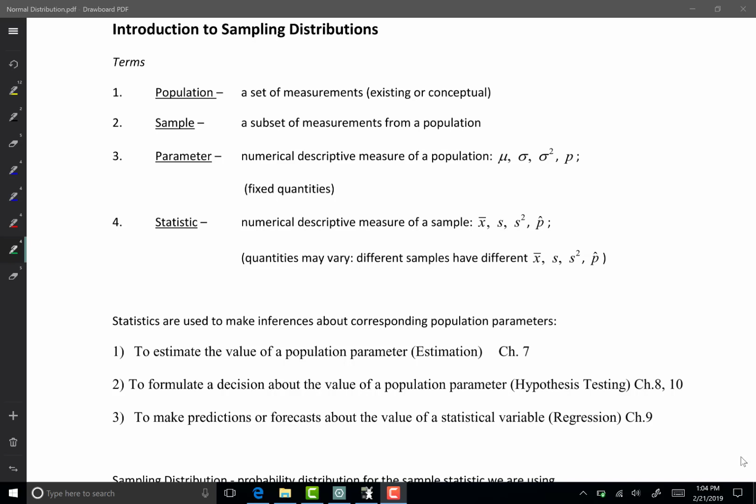So it's important to know that these statistics are used to make corresponding inferences about our population parameters. We can do this by estimating a population parameter using the statistic. We can also make a decision about the population parameter. This is called hypothesis testing, which we'll do, or making predictions, and this is called regression. So we're going to do this as all part of what's called inferential statistics, and it's really the power behind statistics.